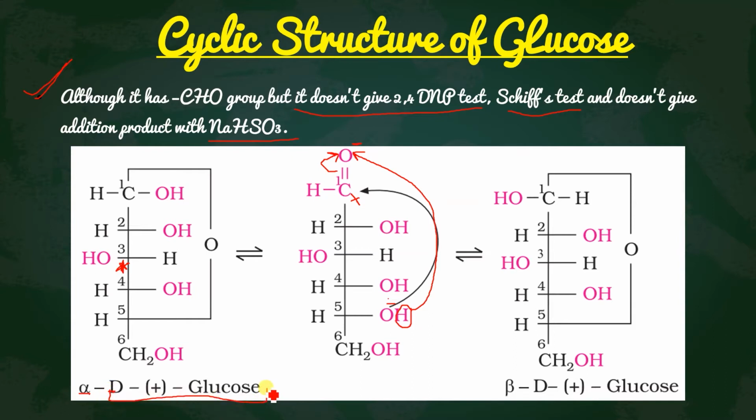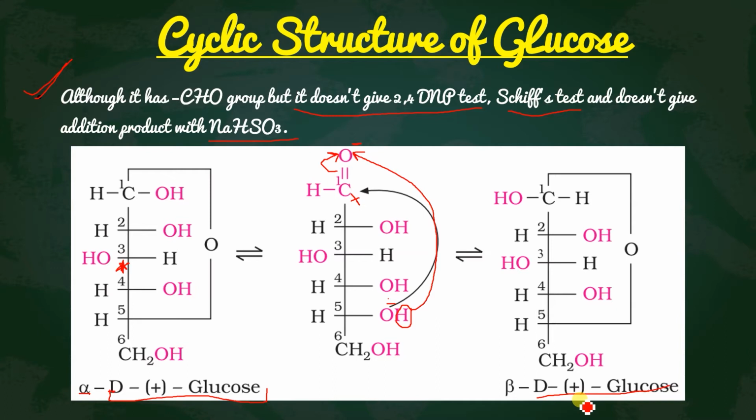Okay. Now we have two things. One is alpha glucose, another is beta glucose. If it is bahar, outside, B for bahar and B for beta, you can say that. Okay. So like this you can learn. If the OH group is inside, it is alpha, and if it is outside, it will be beta. But there is no change in D plus glucose. Why? Because D shows the resemblance of the structure with glyceraldehyde, and plus shows the dextrorotatory nature. So is it clear? Got it?